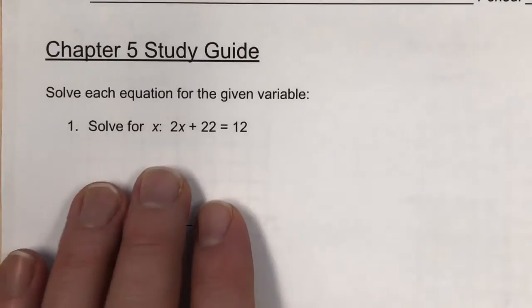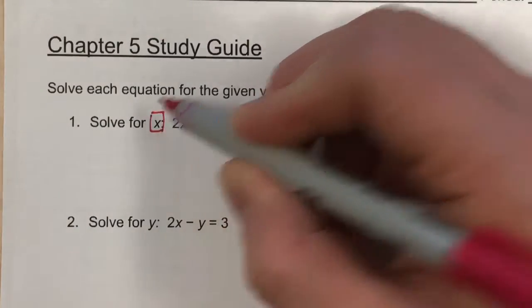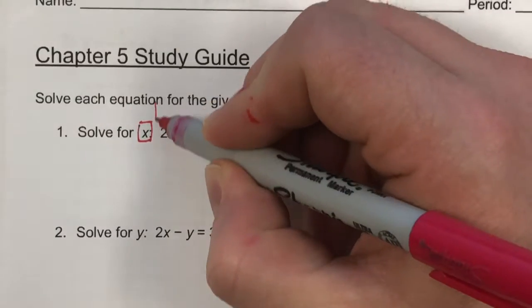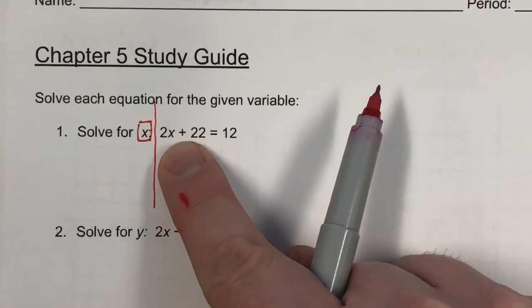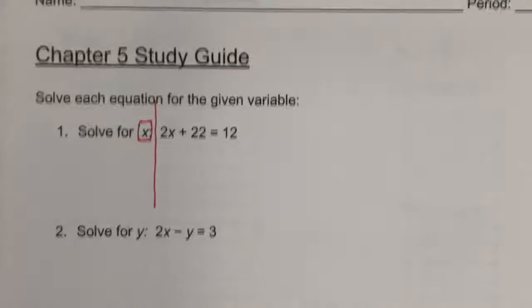So if I'm looking at number 1, the variable I have to solve for is this x, which means I have to get x by itself. So I don't want to confuse that with what's going on over here. This is actually our equation, 2x plus 22 equals 12. So I have to get x by itself.